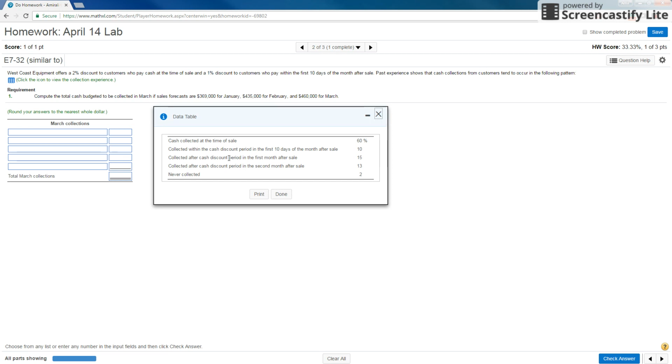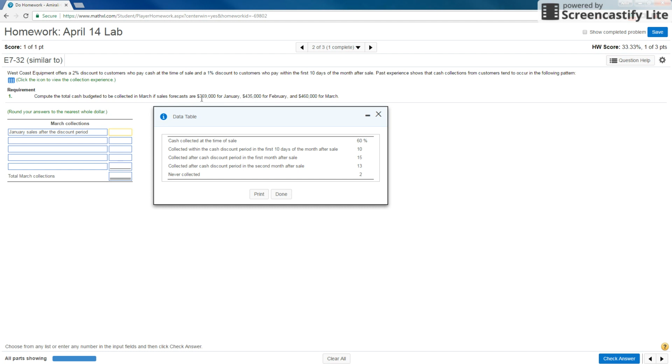And the question asks us for the March collection. So the March collection can include the January sales, the people who buy something in January and pay 2 months afterwards. So we are collecting the cash in March, so it's included in the March collection. So it will be January sales after the discount period. We don't have any kind of discount for the people who are paying 2 months later.